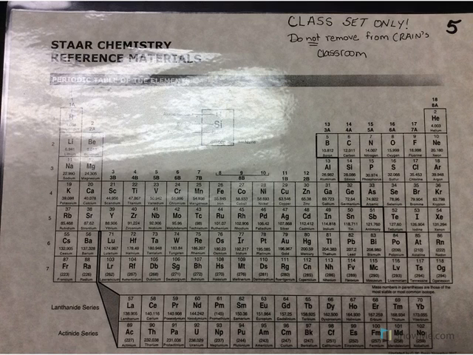So on our periodic table, we've already put our charges on here, right? Group 1 is 1 plus, group 2 is 2 plus, group 13 is 3 plus, group 14 is plus or minus 4, group 15 is 3 minus, group 16 is 2 minus, group 17 is 1 minus.